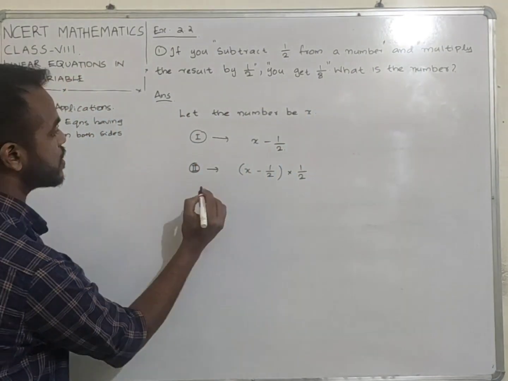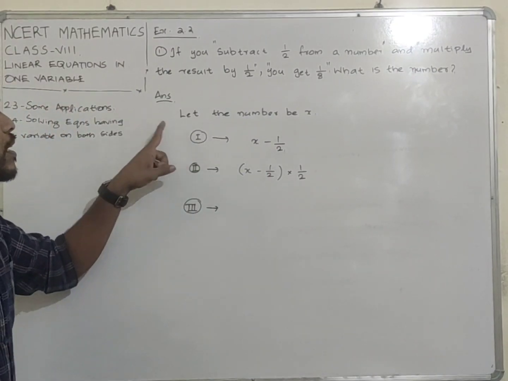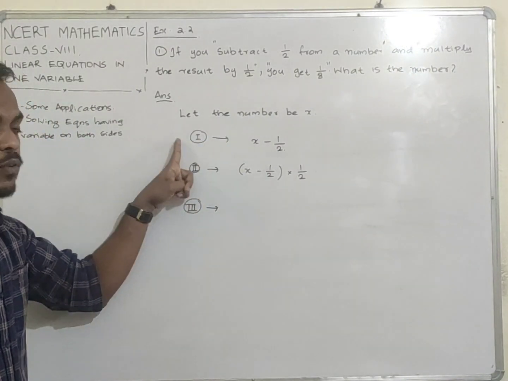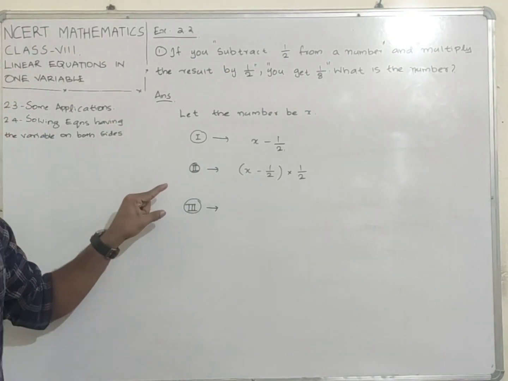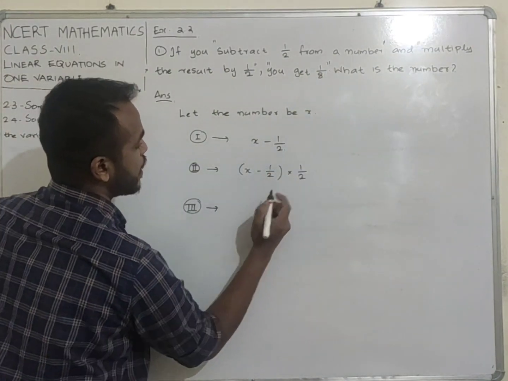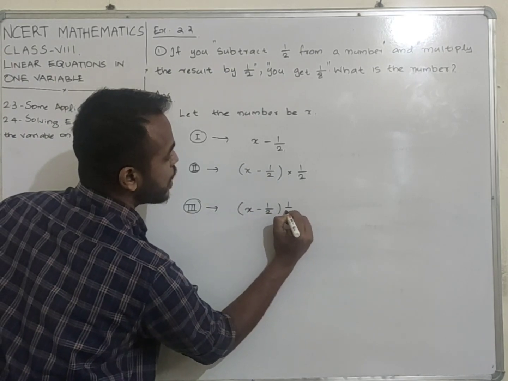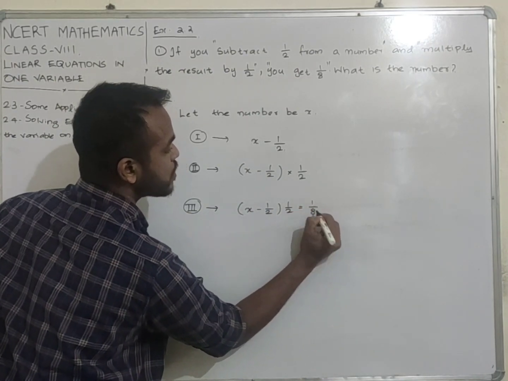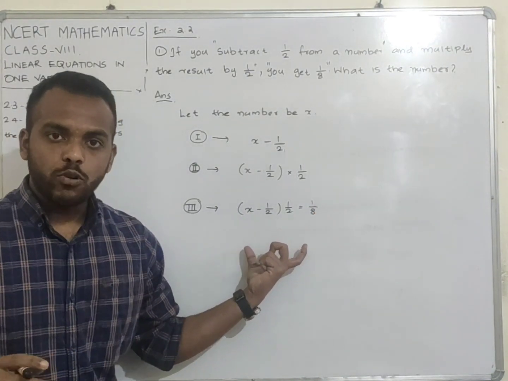That is the third statement. By these Roman letters 1, 2 and 3, you don't need to write this often since it is the first problem. I am giving you the clue that this is the first statement, second statement and third statement. The third statement says you will get the resultant as 1 by 8. That is, x minus 1 by 2 into 1 by 2 will give us 1 by 8. That's all. Now, we have got an equation.